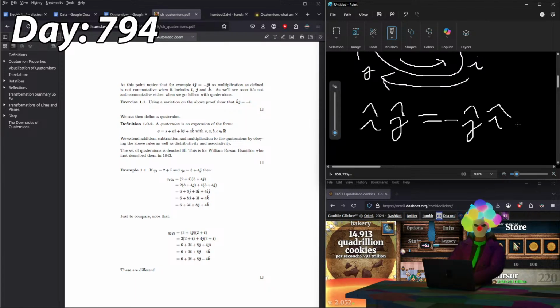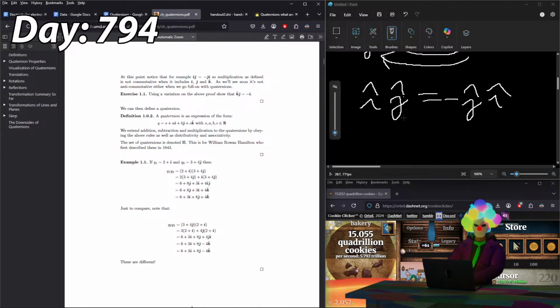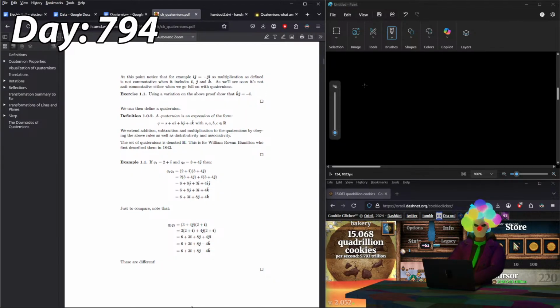What topics are we on exactly? Quaternions. They are like complex numbers for complex numbers, basically. Or like real numbers for complex numbers for octonions. Make it make sense. As we'll see soon, it's not anti-commutative either when you go full on with quaternions. Using variation label proof, show that kj is equal to -i. Okay, so ki is equal to j.